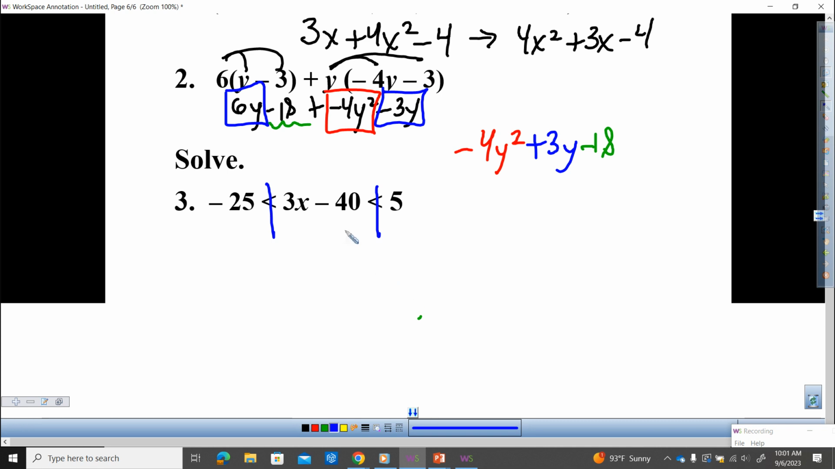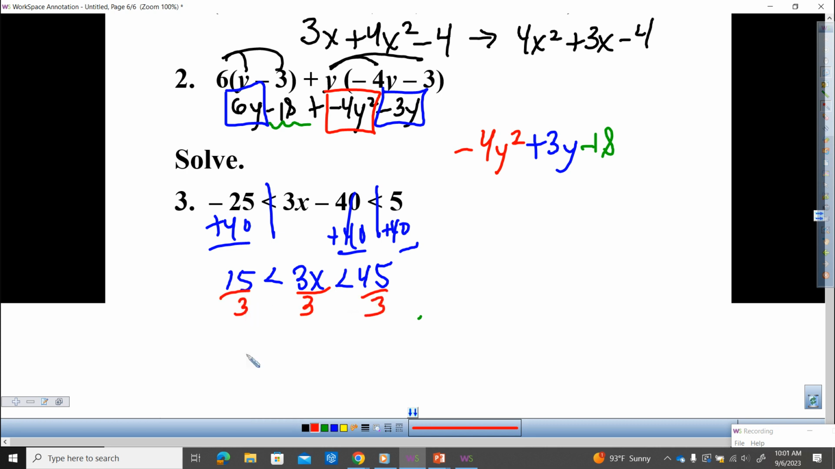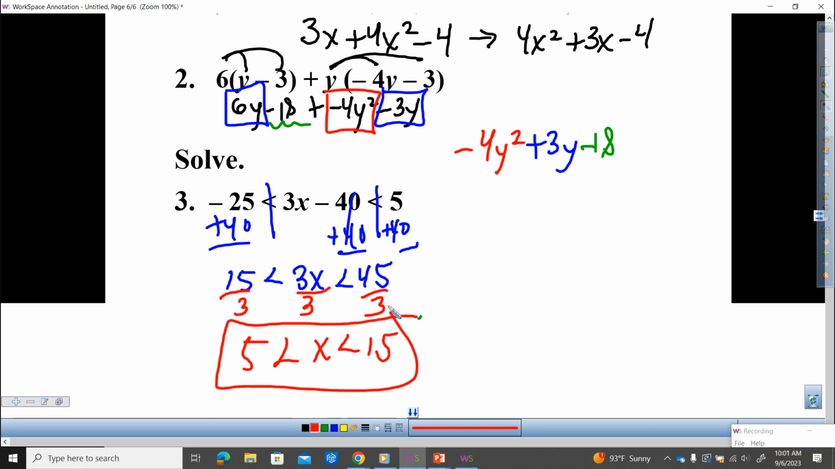Go step by step. Add 40 to all sides. We get 15 less than 3x less than 45, and then divide 3 to all sides. 5 is less than x less than 15. Boom. Hands up if you got something like that. Yeah, we got this, yes.